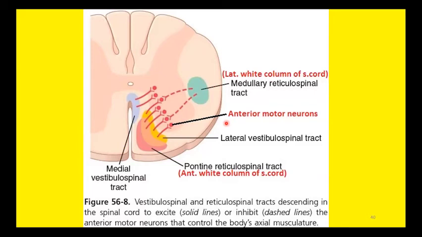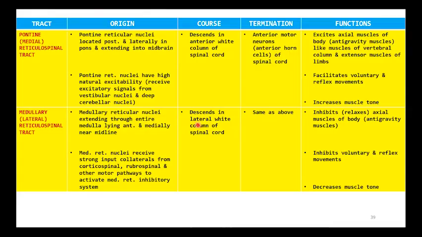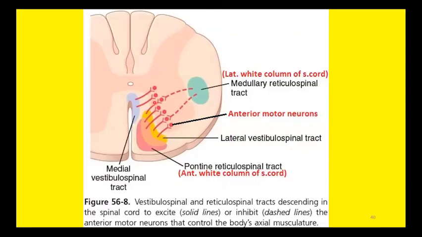So you must remember that these anterior motor neurons are located in the anterior horn cells of the spinal cord gray matter, and both the reticulospinal tracts, medullary as well as pontine, synapse at the same spot. You can see the final destination is the same, anterior motor neurons or the anterior horn cells of the spinal cord. One is coming from the anterior white column, the other is coming from the lateral white column, but termination is the same.